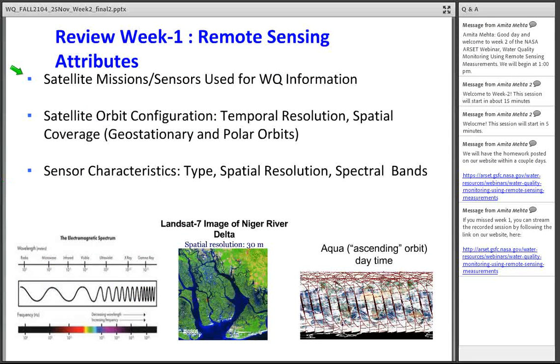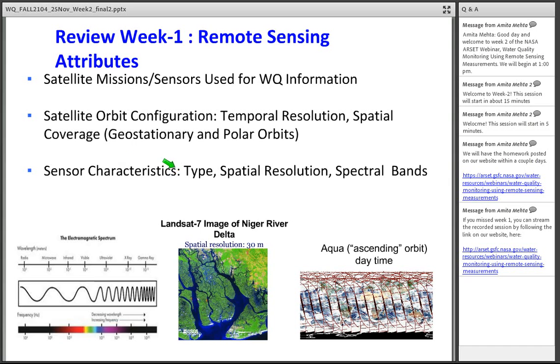Last week we saw what attributes we need to know to work with remote sensing data. That starts with missions and sensors and satellite orbit configuration, because that decides temporal resolution and spatial coverage. The types of orbits we discussed last time were geostationary and polar orbits. We talked about sensor characteristics.